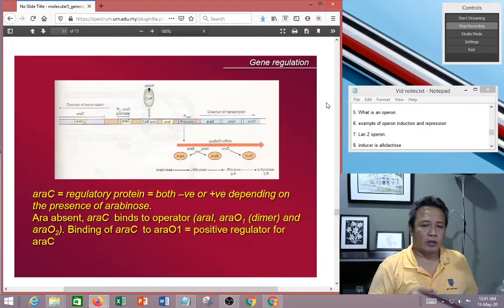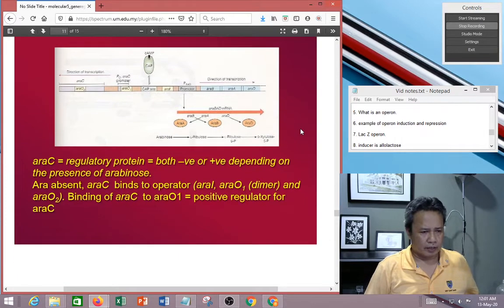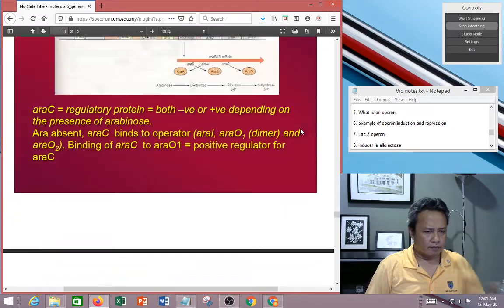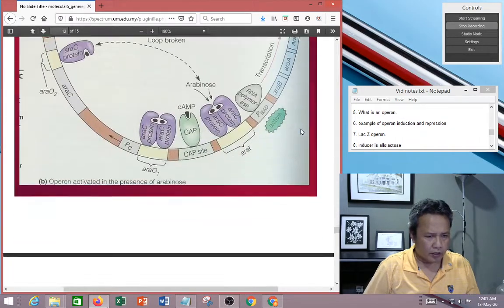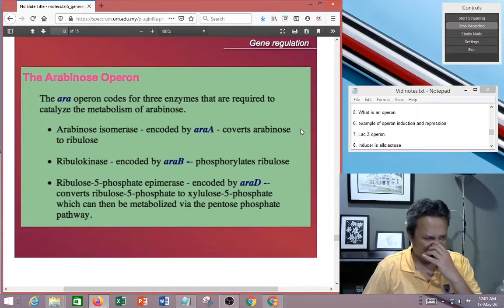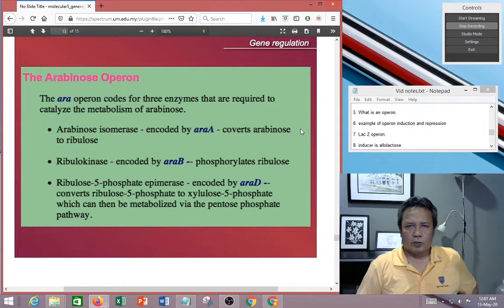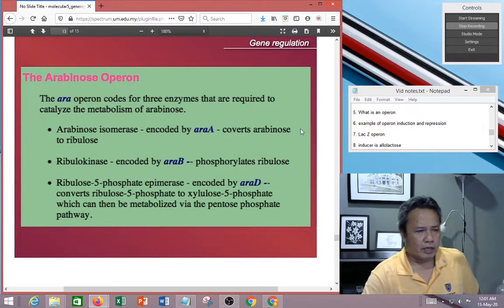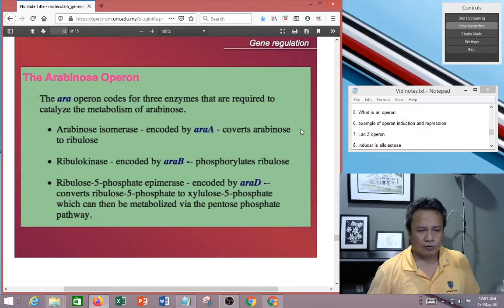Okay, so now we're going to look at the arabinose operon. Let's read here. In arabinose, what is special is the AraC protein. The arabinose operon codes for 3 enzymes that are required to catalyze arabinose, this sugar. So you have arabinose isomerase, ribulokinase, and also ribulose 5-phosphate epimerase. So these are the BAD.